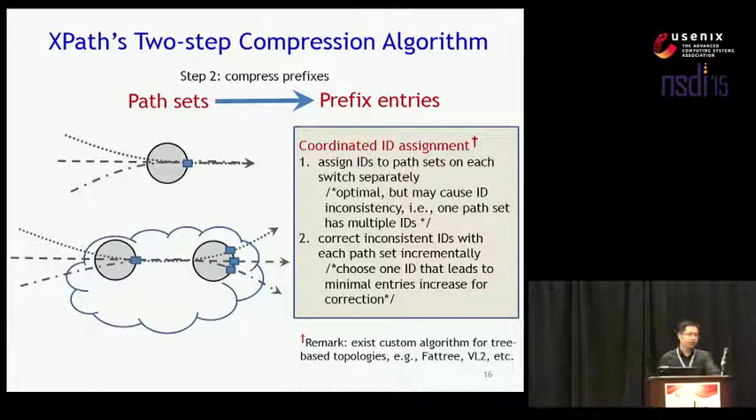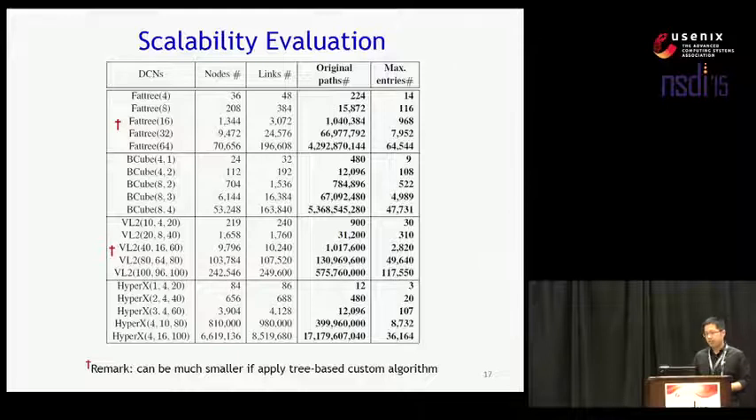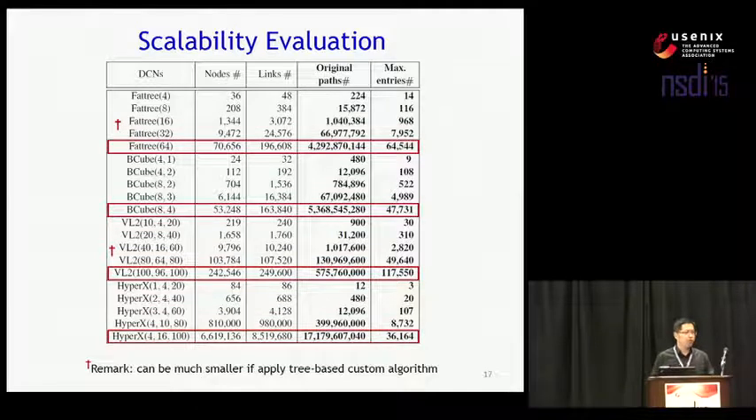Next, we evaluate the scalability of XPath. We evaluate XPath on four well-known data center topologies with different scales. Our results show that even with very large data centers, XPath can still manage to pre-install all the desired paths into IP LPM tables. If we use a customized tree-based algorithm, we can achieve even better results for fat tree and VL2.